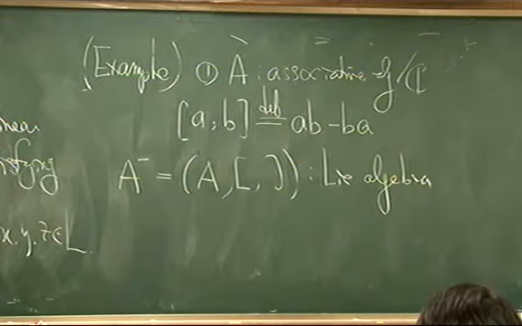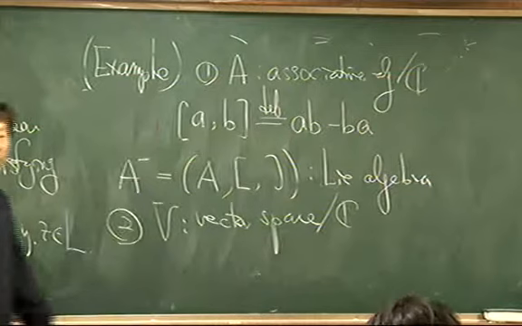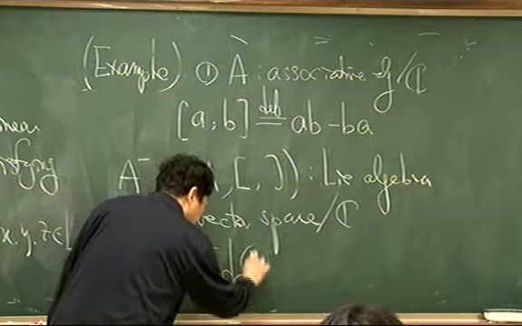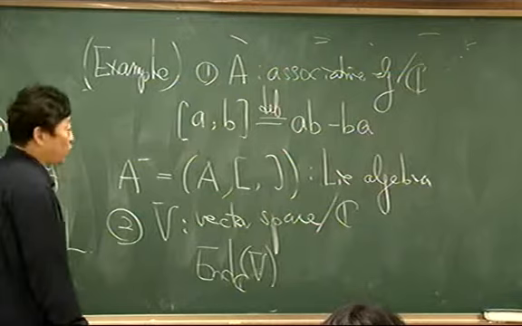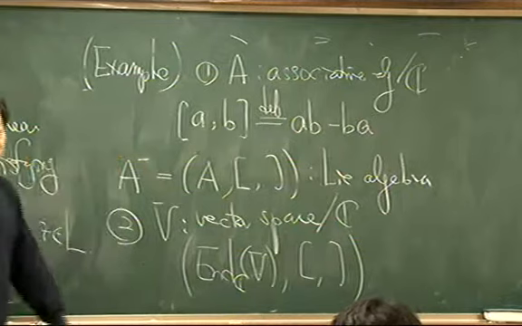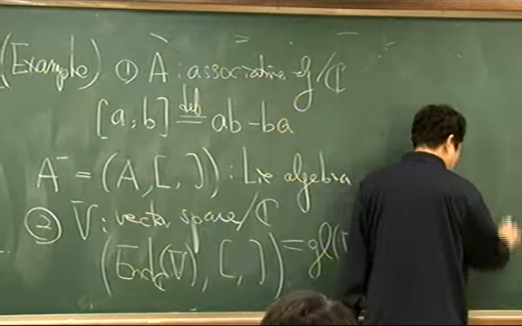So as a special example, suppose V is a vector space over C, and consider the associative algebra consisting of endomorphisms of V. Okay? And then by taking composition, it is an associative algebra. So if we take the bracket, this becomes a Lie algebra. And it is usually denoted by gl(V), and it is called the general linear Lie algebra.